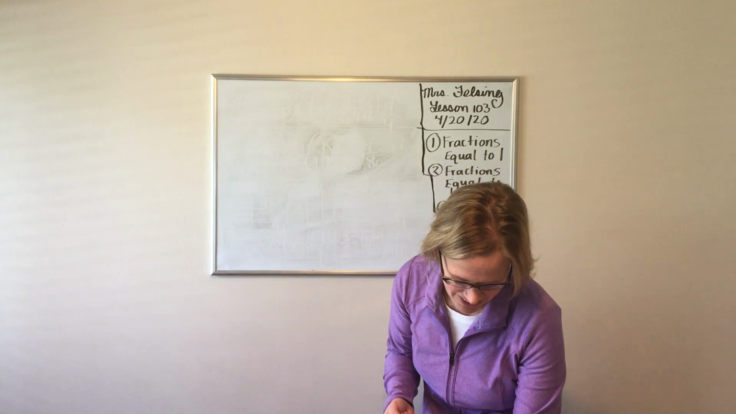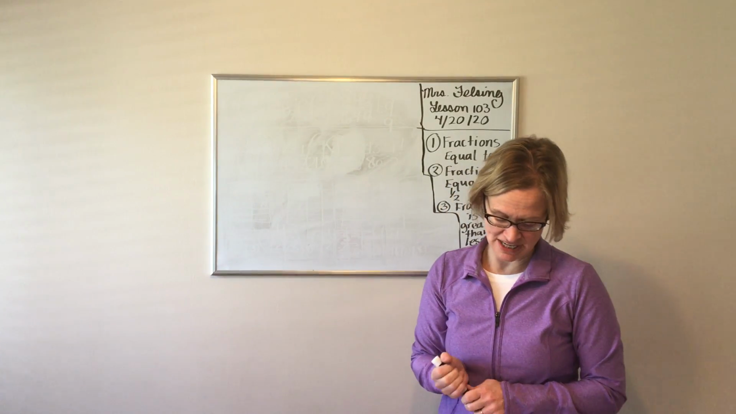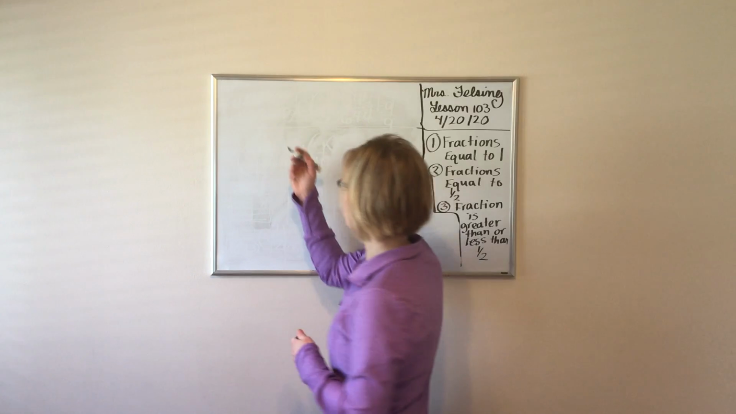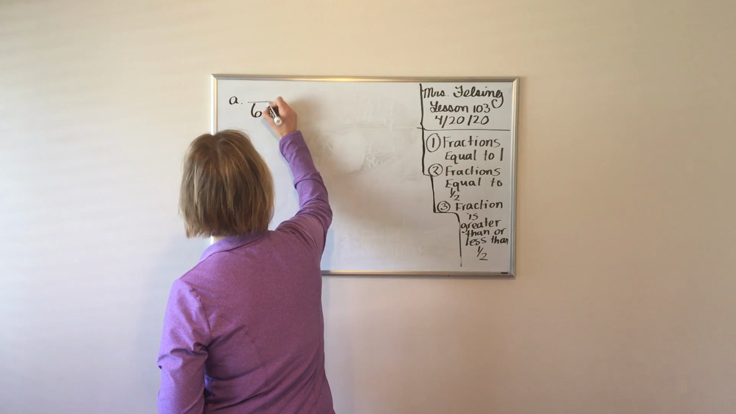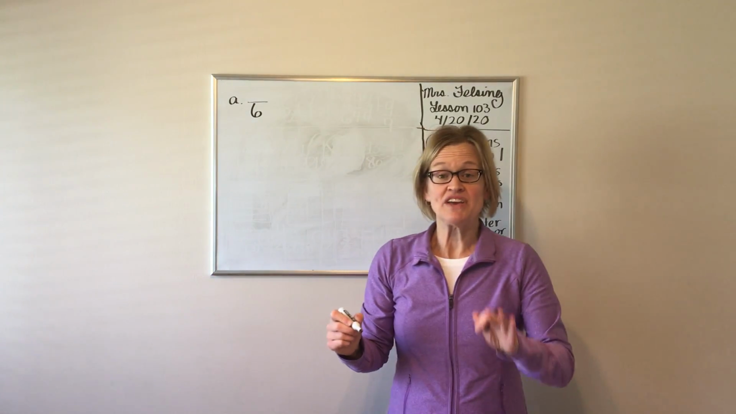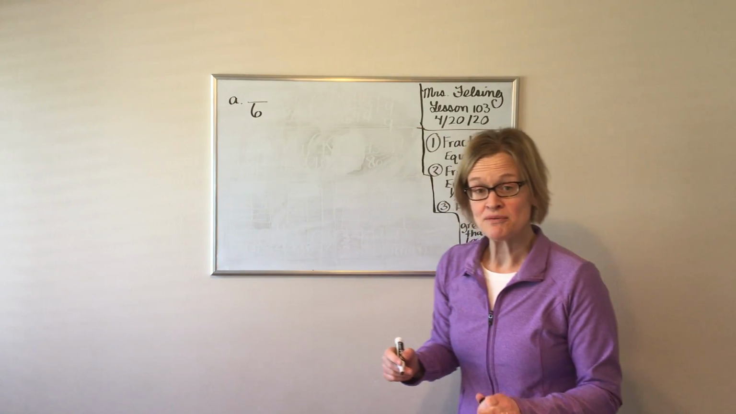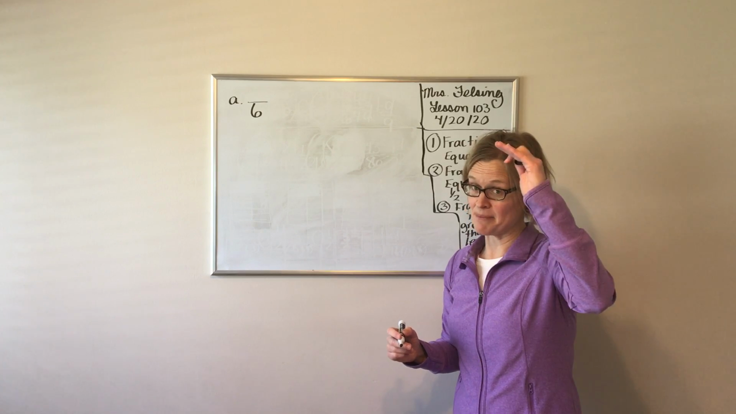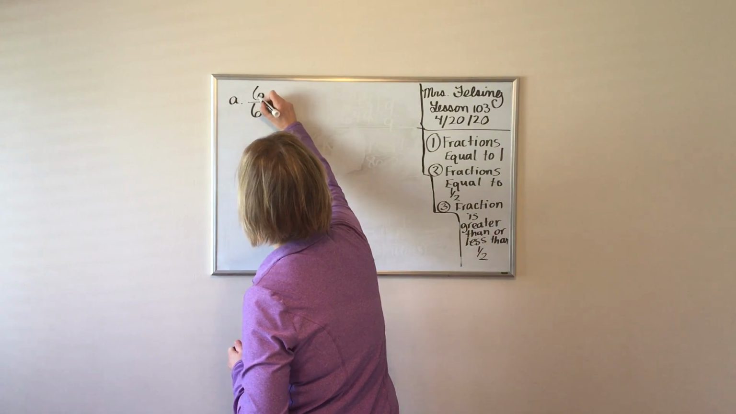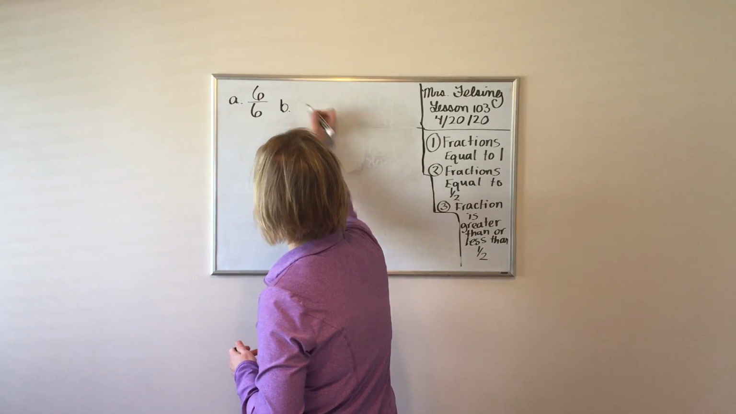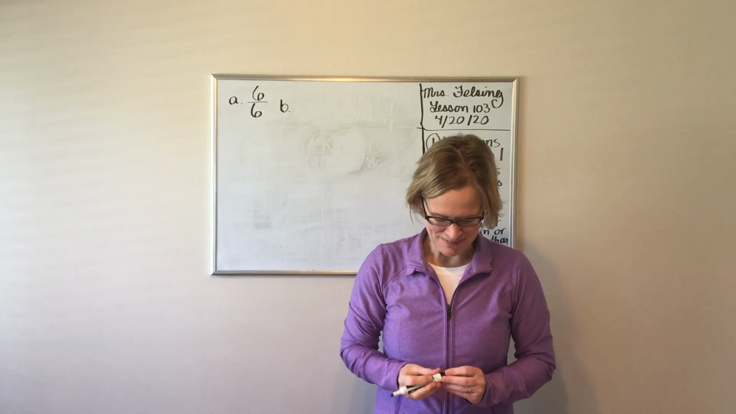So let's take a look at letter A. Write a fraction equal to 1 that has a denominator of 6. Well, remember, 6 is at the bottom. Now, if a fraction is going to equal 1, remember what we said? The top and the bottom have to be the same. So our numerator is going to be 6. That's easy.